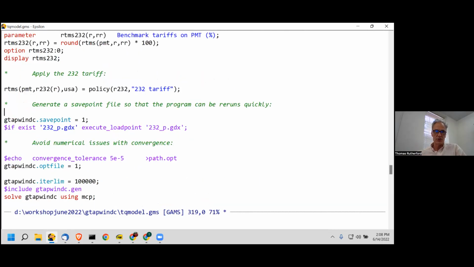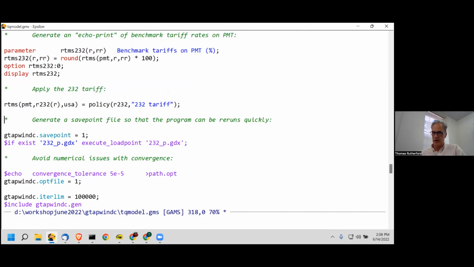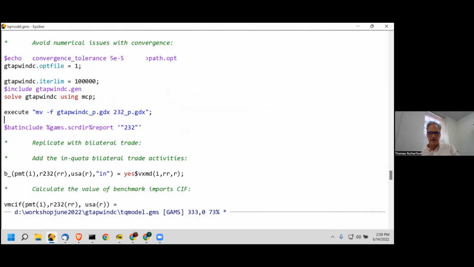And so now I apply the 232 tariffs. I basically report what they are, asking what the tariffs on the PMT are, and then I apply those 232 tariffs. Then I generate a save file so I can rerun it quickly. Then I queue this up and solve it. I save the point file so I can resolve it, and I generate a report. So that's the 232 base year.